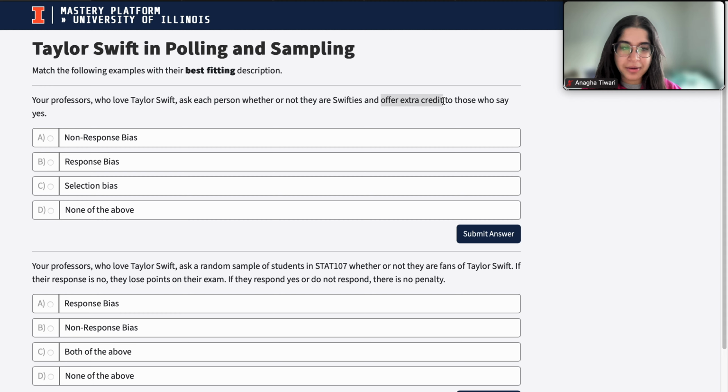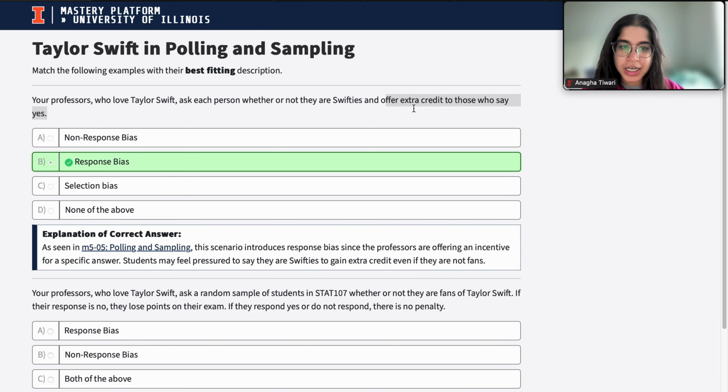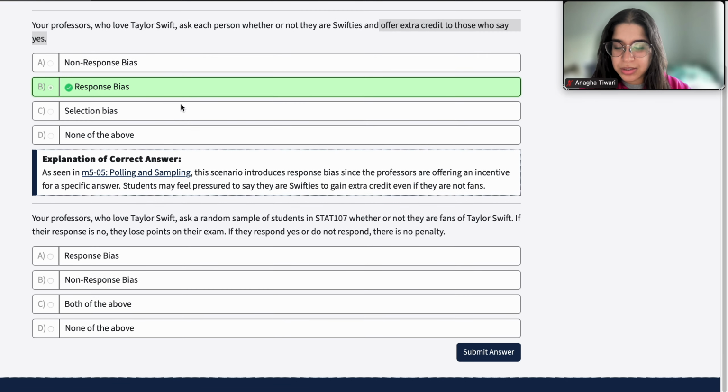People who respond to this survey will be more likely to say yes and basically lie because of this extra incentive. So this is actually an example of response bias, because this extra credit affects their response, right? The survey is not capturing their true answer. There's something involved within this situation that is affecting the response that is collected from these students, right? So this is response bias.